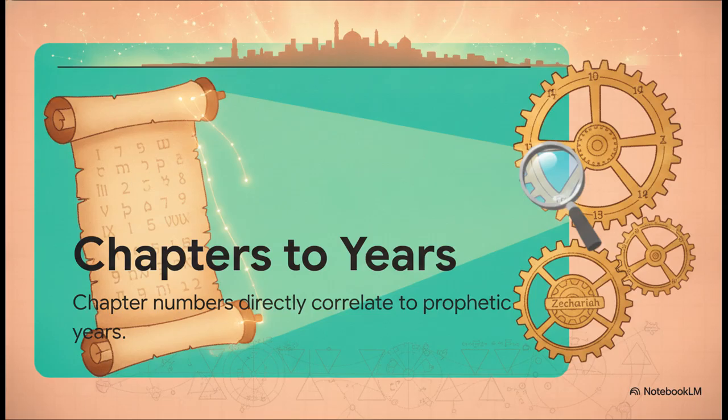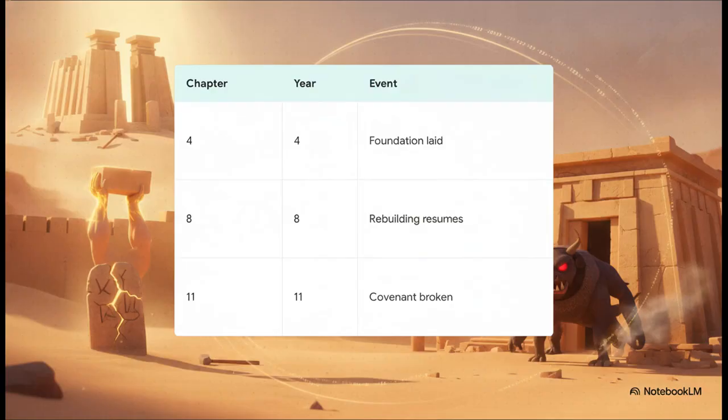The book of Zechariah just happens to have exactly 14 chapters, and the source proposes that the events described in each of those chapters map perfectly, literally one-to-one, onto the 14-year timeline for Jerusalem that we just mapped out. Let's see how this actually plays out in the text.